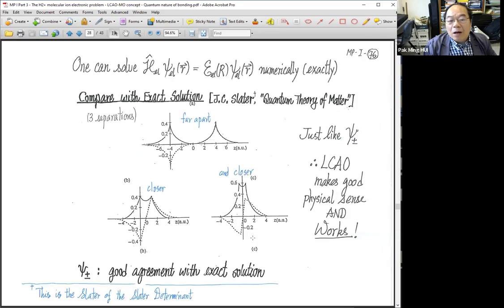And now, one can solve this problem numerically without using LCAO, and that was done by Slater, the same Slater of the Slater determinant, okay? He wrote many books. I took this from this book, Quantum Theory of Matter. And here, he gives this figure in his book, solving the H2 plus numerically without using LCAO. So here, I just want to show you this wave function picture.